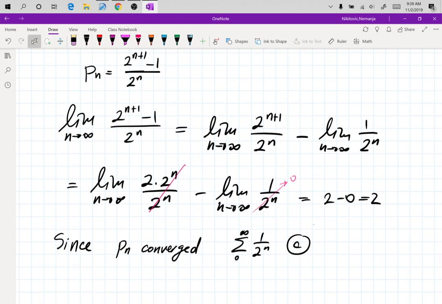And that's the end of the story, right? So if the sequence of partial sums converges, the series that generated that sequence converges as well. And this is the long, annoying way to do these problems, because you saw there's a lot of calculations, a lot of stuff. Can we do better? And the answer is yes.